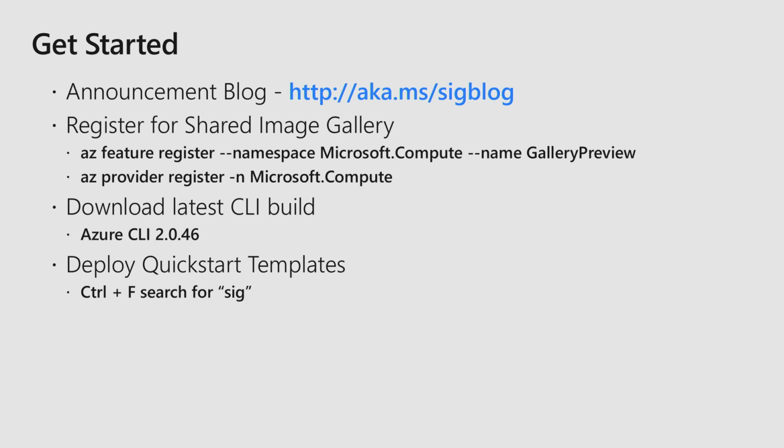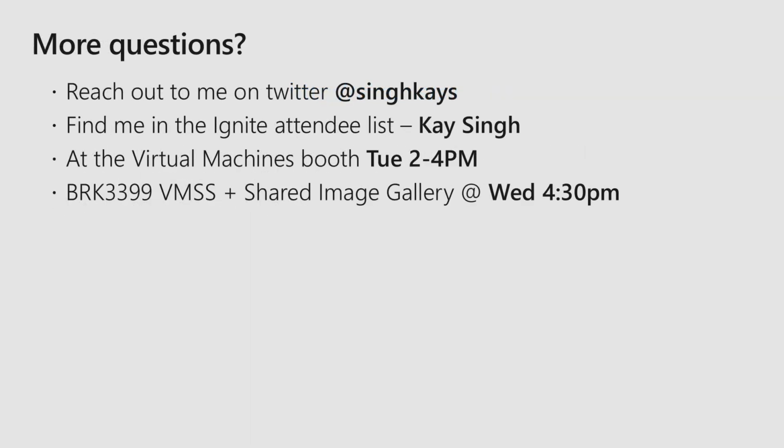You have to download the latest CLI build, 2.0.46. And if you go to the Quick Start Templates repository, you can search, Control F, for SIG, and it will bring up the templates that we have published.